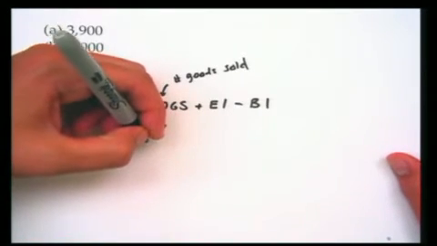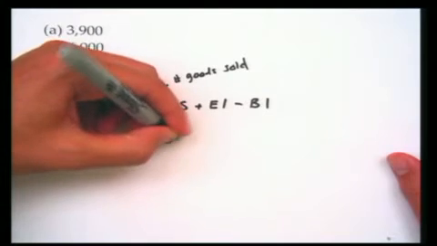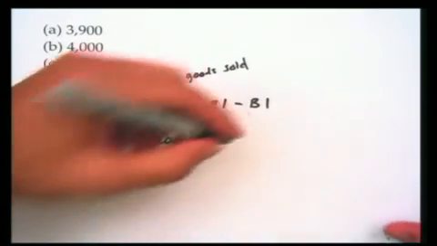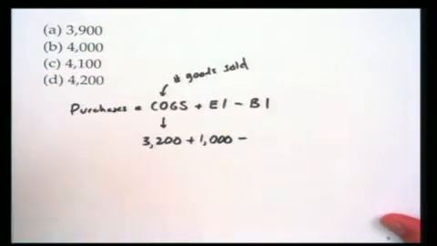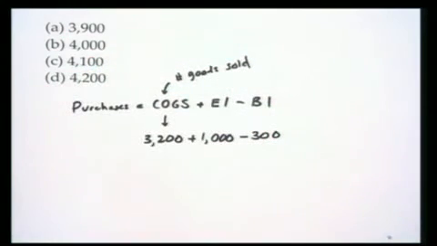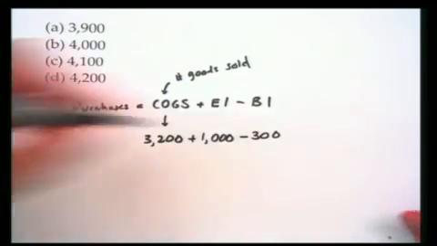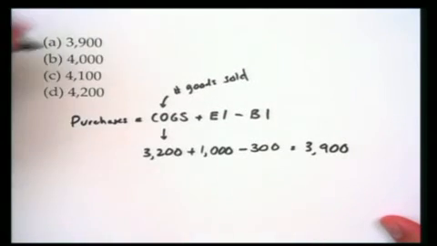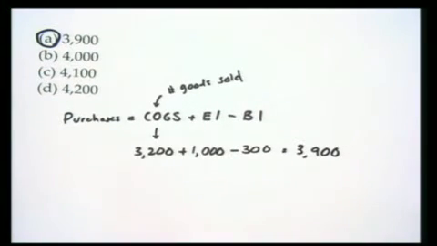Good. The number of goods we're going to sell is 3,200. Plus, what's in ending inventory? Well, it says they wish to have 1,000 vehicles in inventory at the end of the month. So the ending inventory is going to be 1,000. Minus the beginning inventory is what? Good. It says they already have 300 in inventory. So if you take 3,200 plus 1,000 minus 300, you will get 3,900 vehicles.